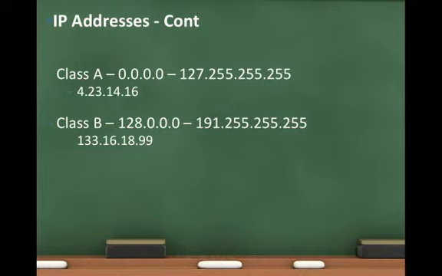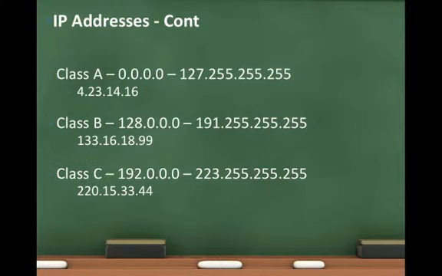Okay, Class B networks, very similar. The first octet only transitions between 128 to 191. So the last 3 octets can go from 0 to 255, but that first octet has to be between 128 and 191. So if we see an address with the first octet between that range, then it is a Class B network.